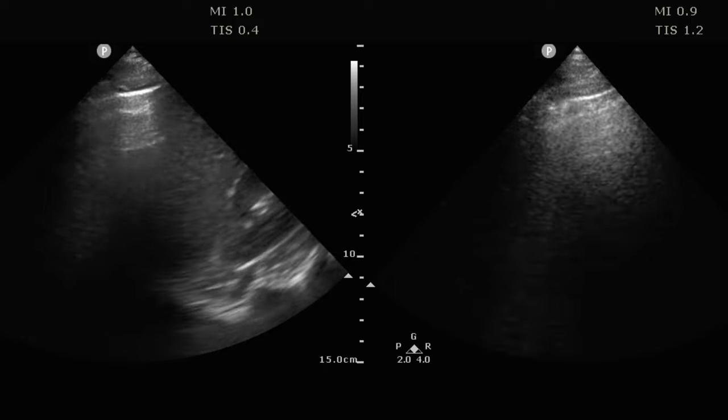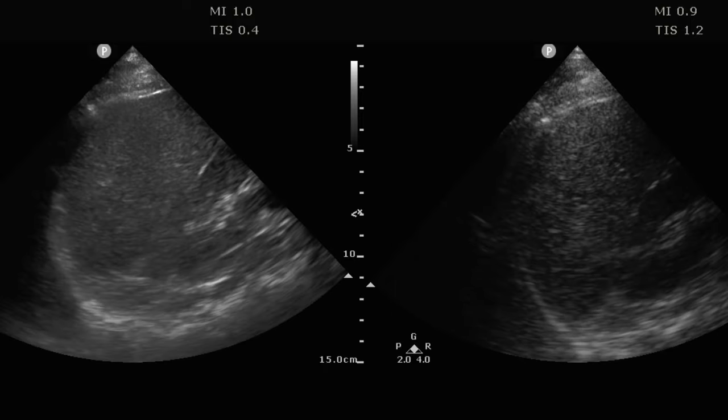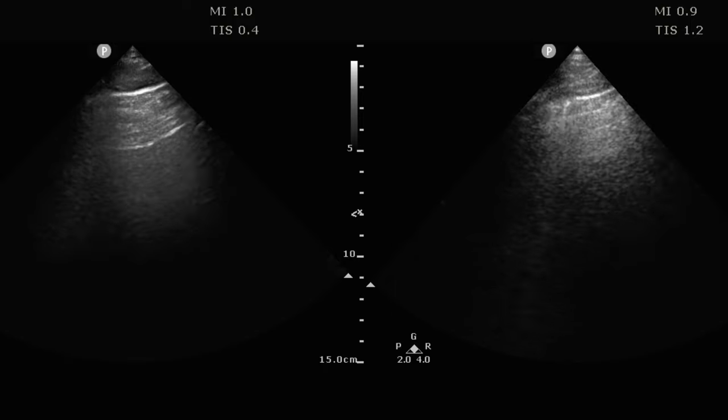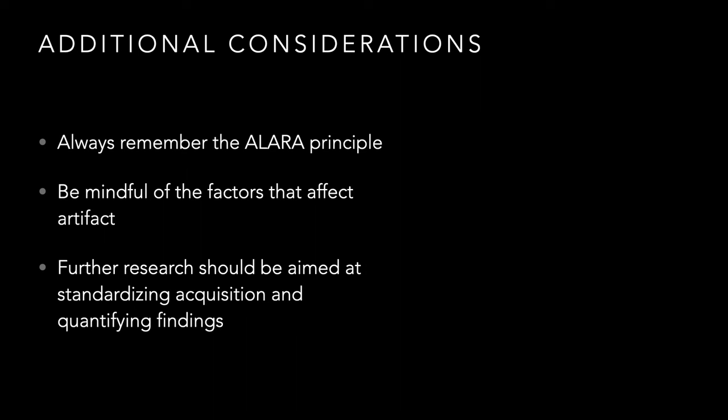So that's the second one. Remember your ALARA principle. Two, be mindful of the factors that affect your artifact. And three, and this is the piece that I pulled from the 2022 guidelines, is further research should be aimed at standardizing acquisition and quantifying findings, right?